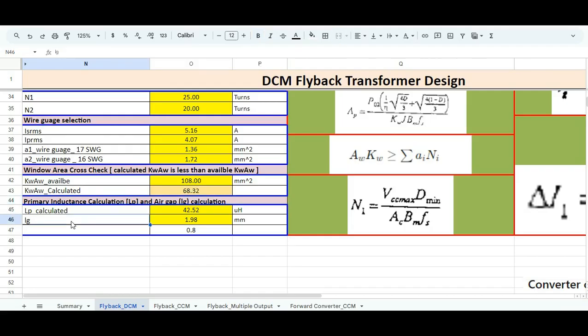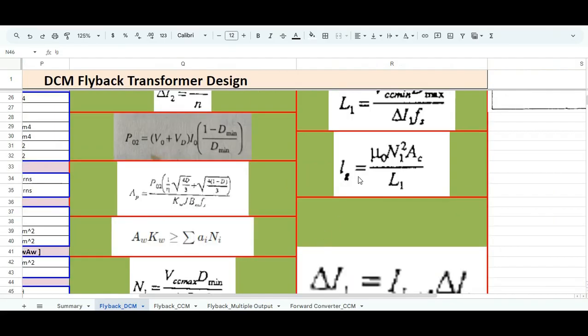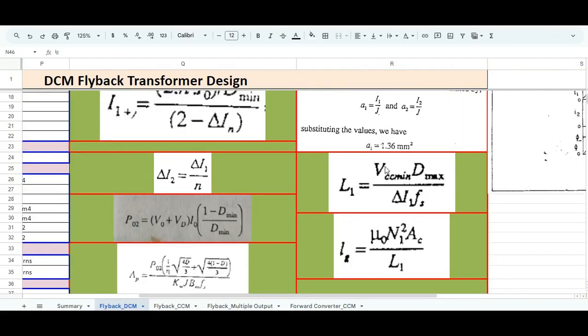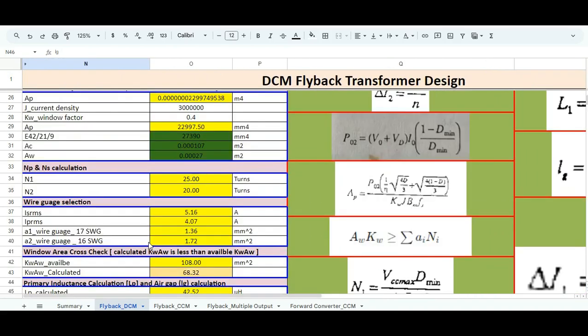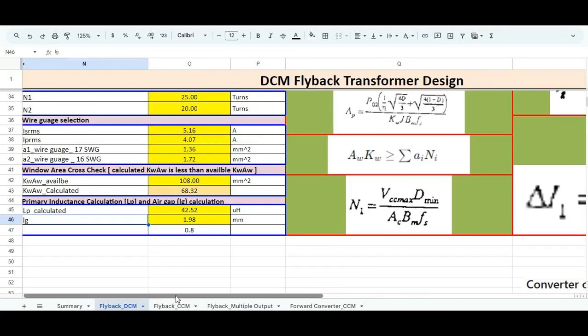The last step is to calculate LP, the primary inductance. What is going to be your primary inductance? You can use a simple formula: L1 equals minimum input voltage multiplied by maximum duty, divided by the primary peak current multiplied by frequency. This gives you the primary inductance, which is coming around 42.52 microhenry.